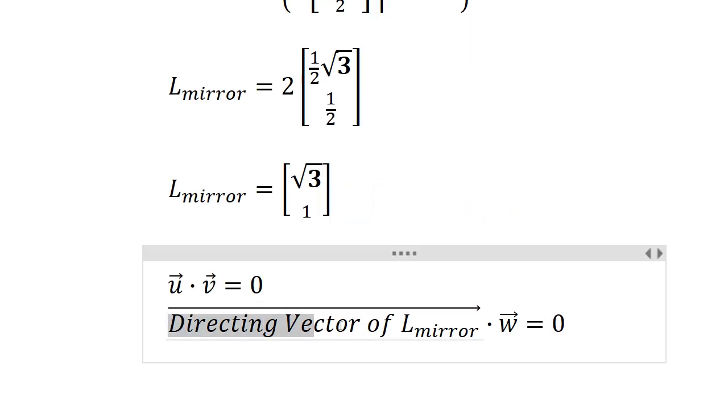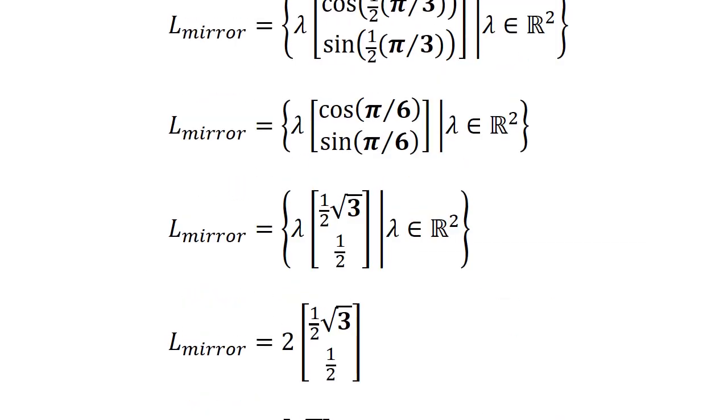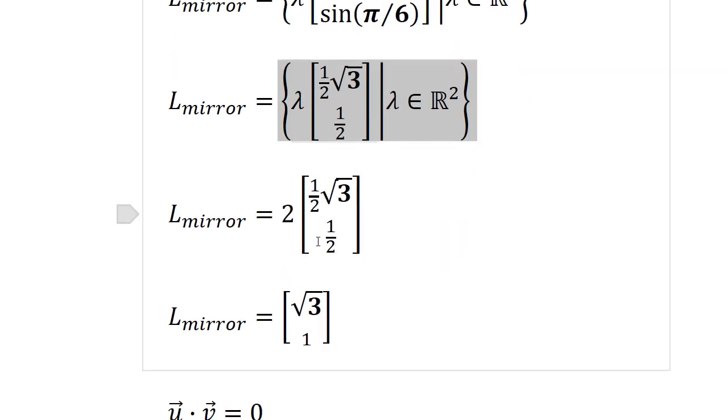So we need to find a directing vector of L mirror. To do that, we take our parametric equation, which is right here, and we replace lambda with a real number. Now, I've dropped in 2, and that just makes this equation nice and easy. We then use scalar multiplication, and we end up with L mirror equals (square root of 3, 1).